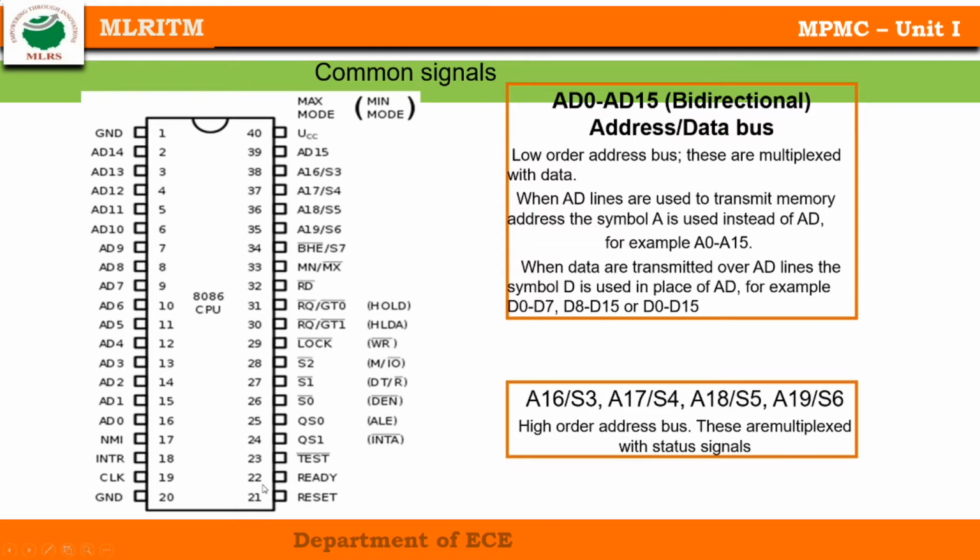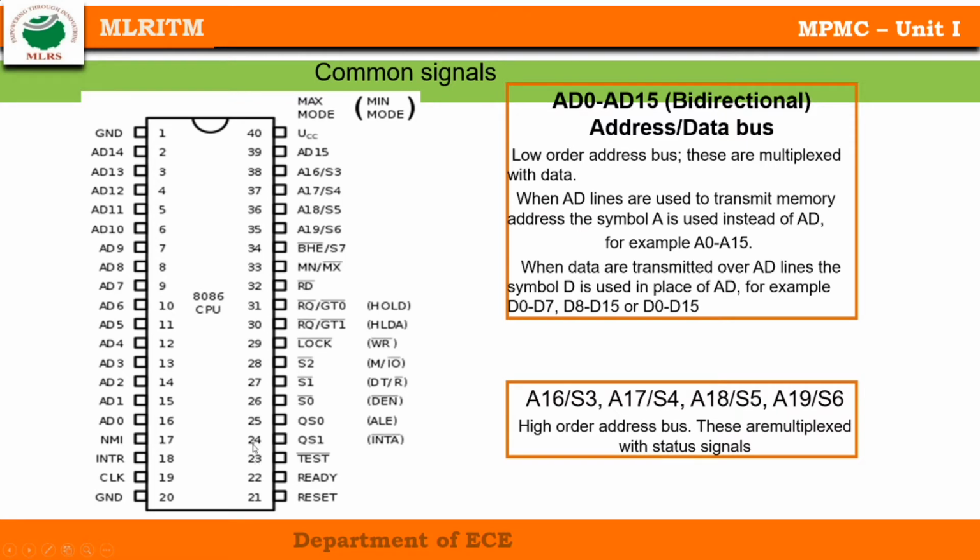Pin number 22 is ready. Pin number 23 is test. You can see here there are two types of signal which have a top bar. This bar indicates an active low signal. So pin number 23 is an active low signal.